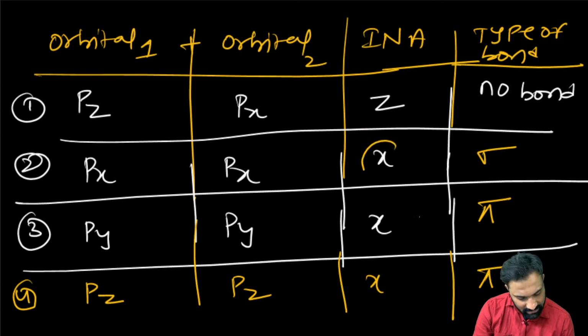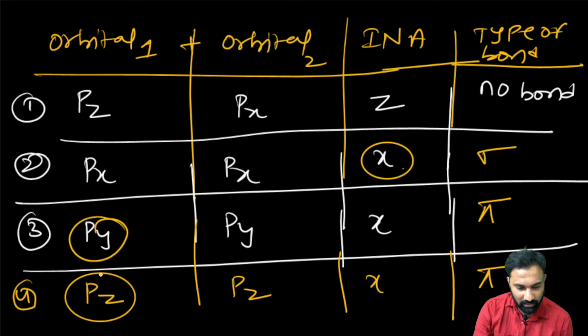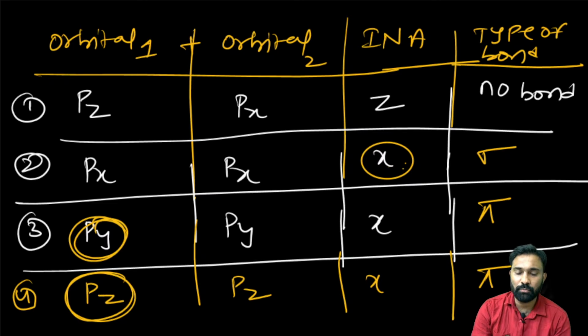See, the internuclear axis is x. Then for the internuclear axis x, py and pz are perpendicular. Sideways overlap leads to a pi bond, right? 3 and 4 are pi bonds. My dear friends, you have to be very careful.